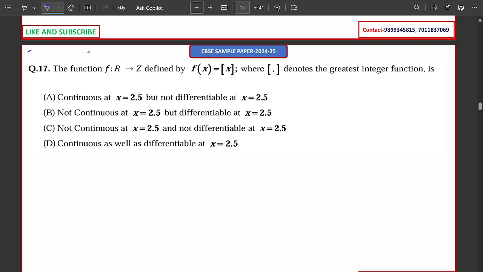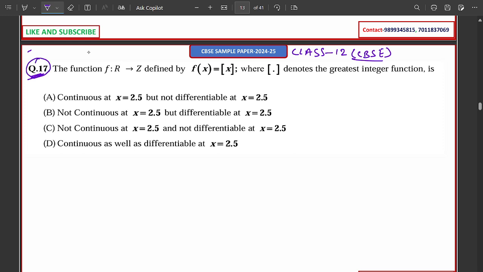Today we will discuss this sample paper of class 12 CBSE for the CBSE board. This is question number 17 of this set. The question talks about the function defined by the greatest integer function, where this is denoted as the greatest integer function.